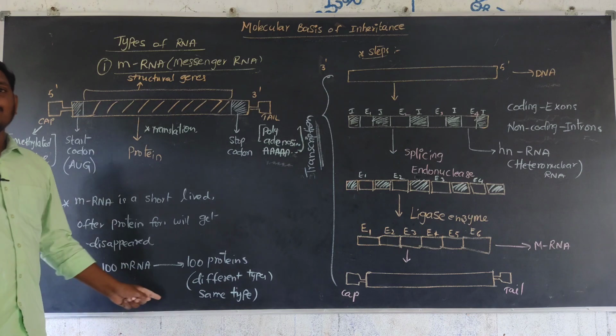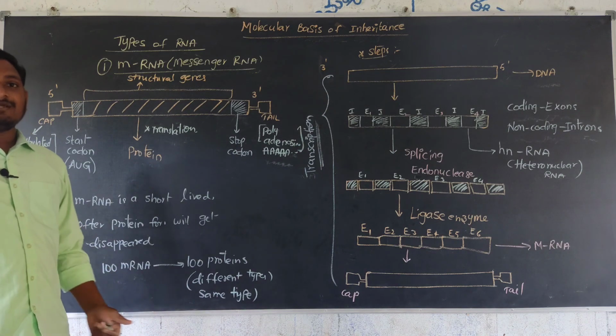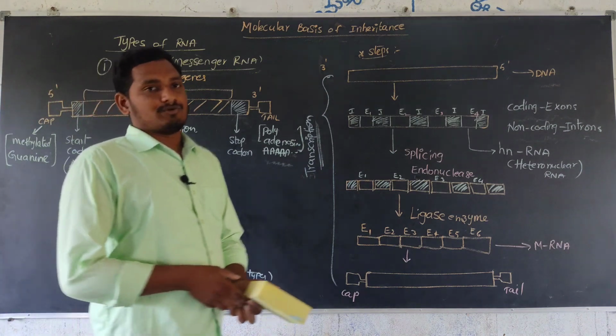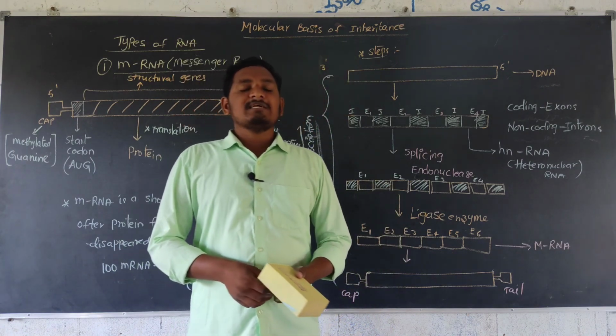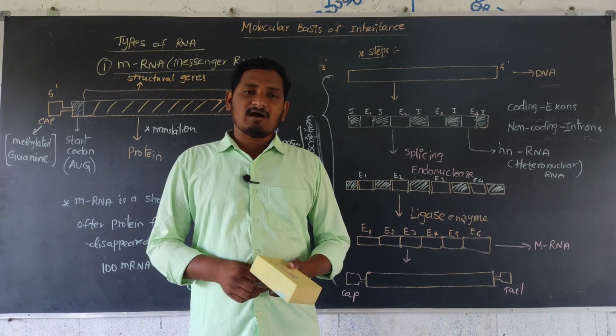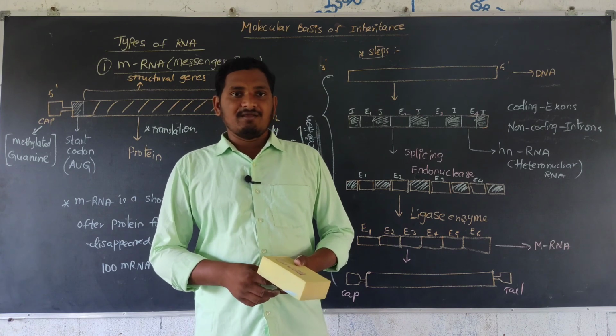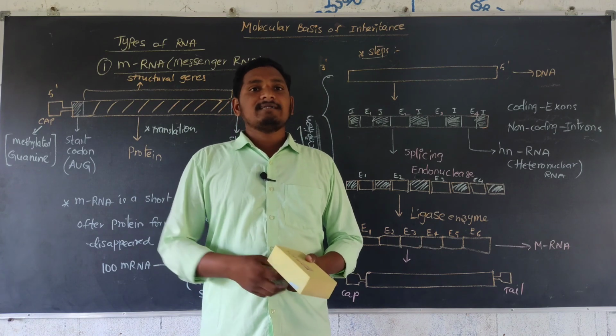In the case of 100 proteins, we need 100 rounds of transcription, either for the same kind of proteins or different types of proteins. In the next class, we will discuss ribosomal RNA and transfer RNA, rRNA and tRNA.